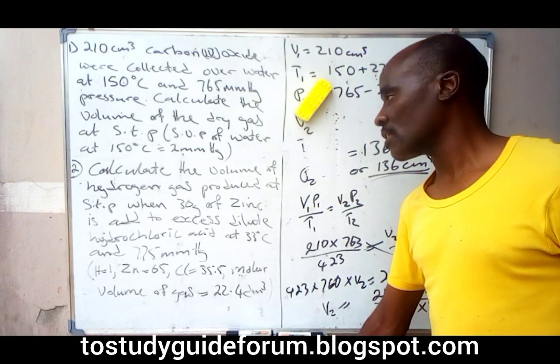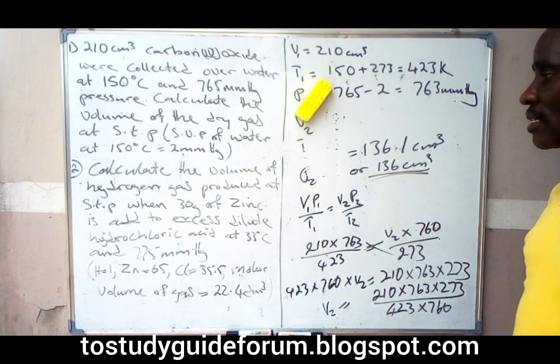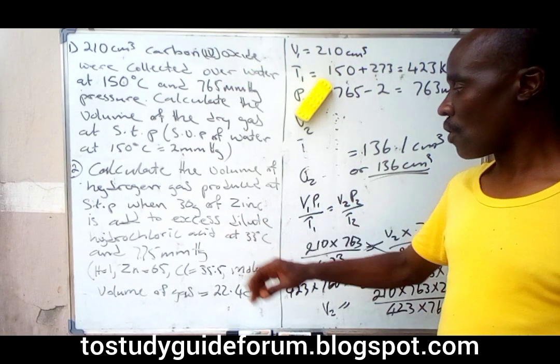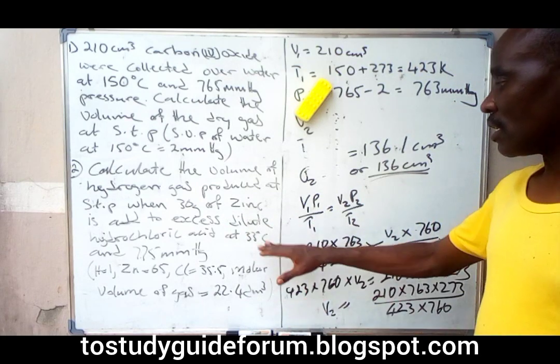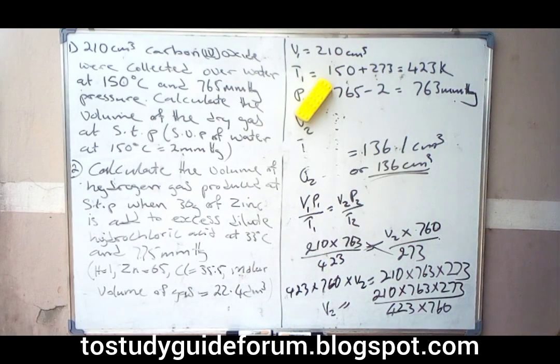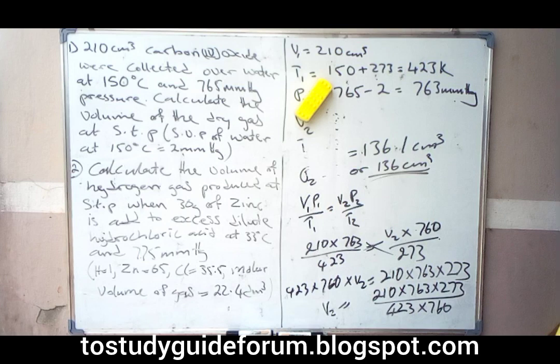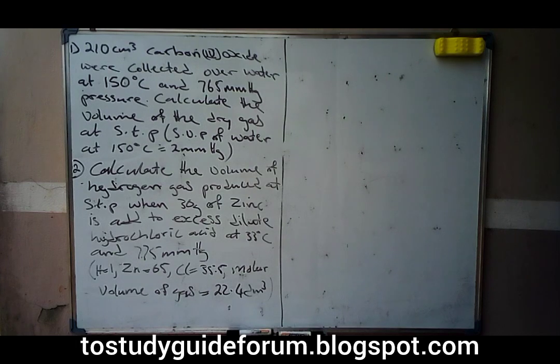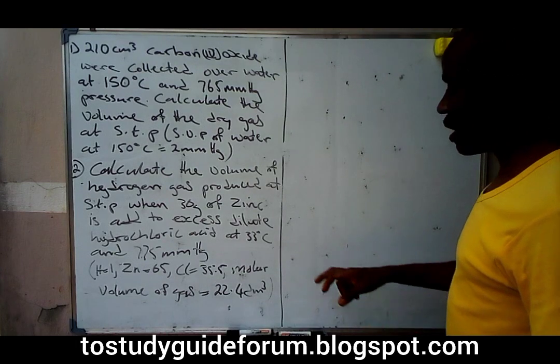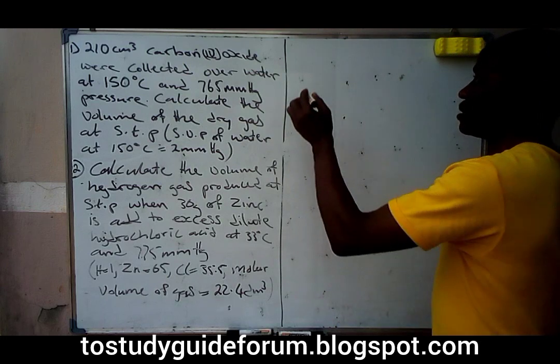The next one says: calculate the volume of hydrogen gas produced at s.t.p when 30 grams of zinc is added to dilute hydrochloric acid at a temperature of 33 degrees Celsius and 775 millimeter mercury. So that's the next thing we're going to be solving here. The first thing we do is to find out what happened with zinc and hydrochloric acid.